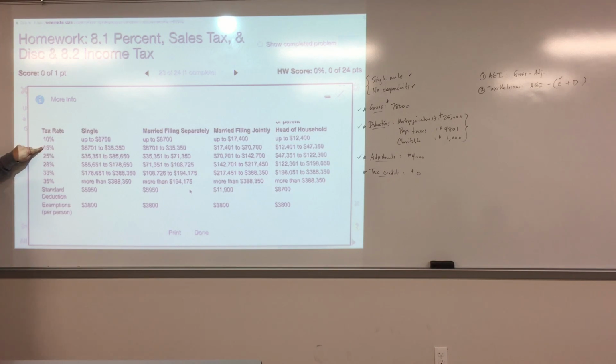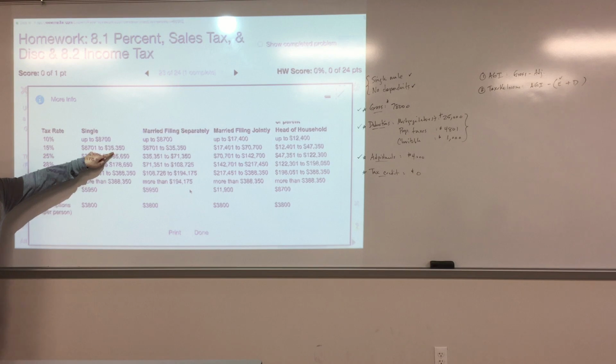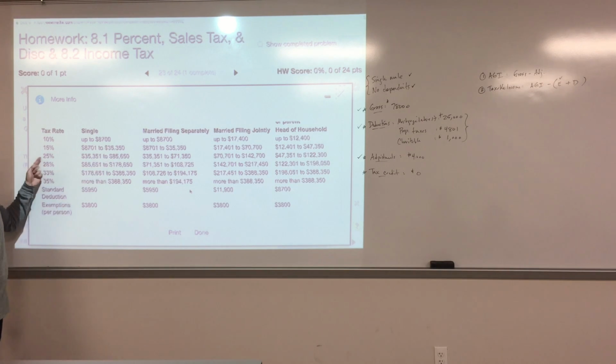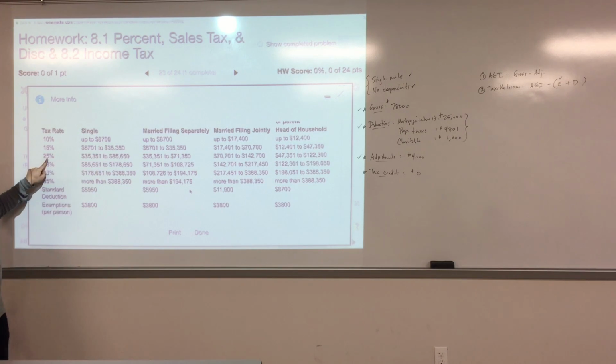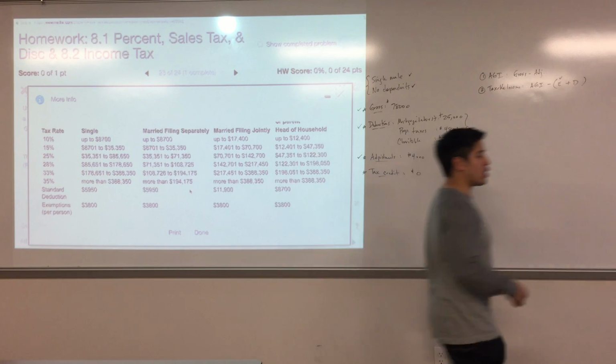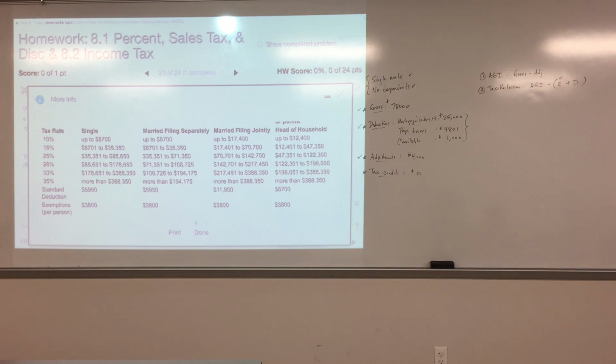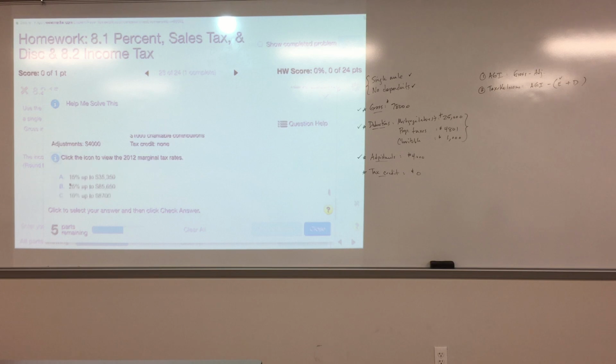15% tax bracket is all the way up to 35,000 if you're single. 25% if you're up to 85,000. Are we in this tax bracket? Yes, because our taxable income is $39,999, it falls within this. Does that make sense, everybody? That's why we would answer or identify that we're in the 25% tax bracket. Does that make sense, guys? So we are in the 25% tax bracket.